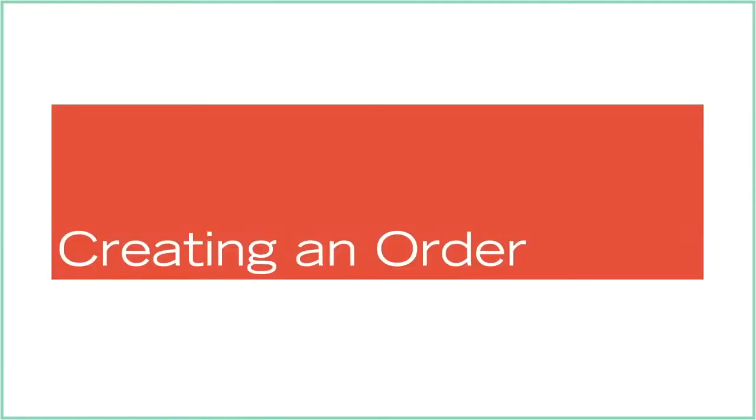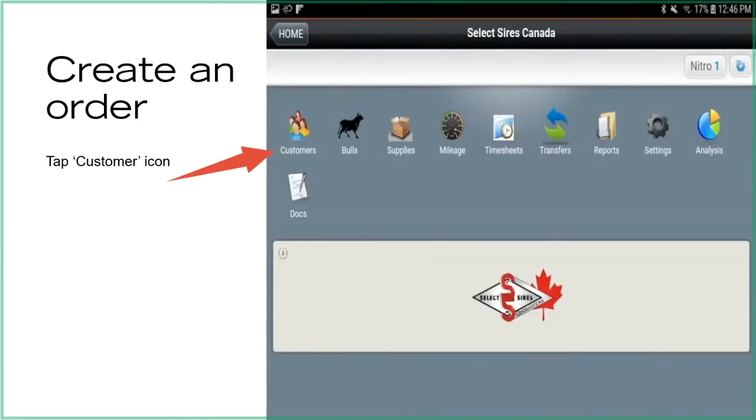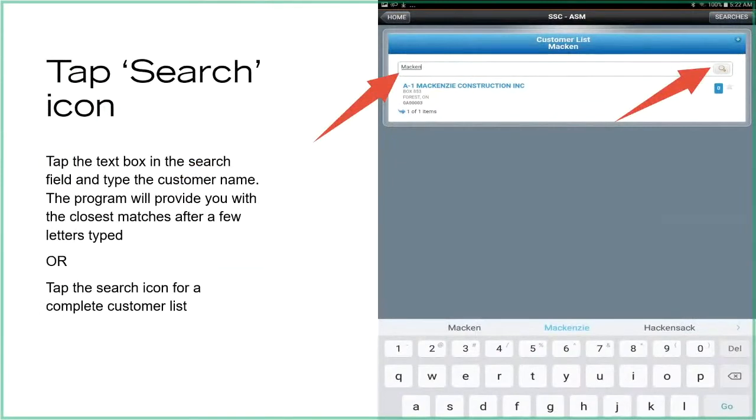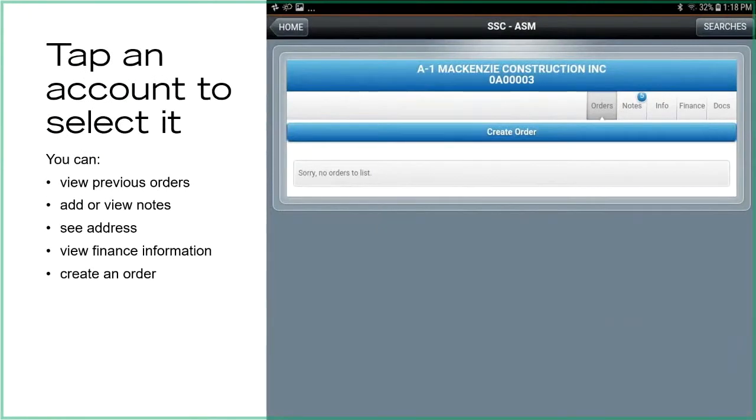So let's start by creating an order. You tap the customer icon, then tap the search icon. In the search bar up here, just start typing the customer name that you're looking for. The program is going to provide you with the closest match after just a few letters typed. But the other option you have is to tap the search icon totally to the right, where you don't have anything written into the search bar, and it will actually pop up a complete list of customers. Once you've found your account, tap the account to select it.